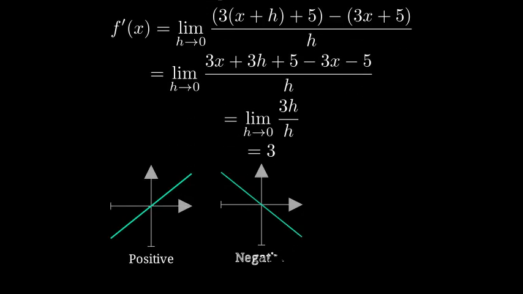Part 5. Graph interpretation. A derivative represents the slope of the tangent line. If the graph goes upward, the derivative is positive. If the graph goes downward, the derivative is negative. If the graph is flat, the derivative equals 0.